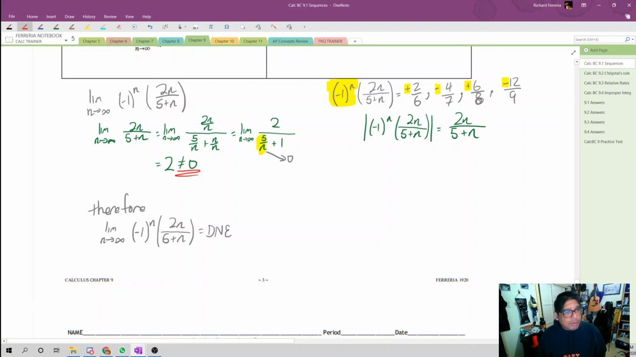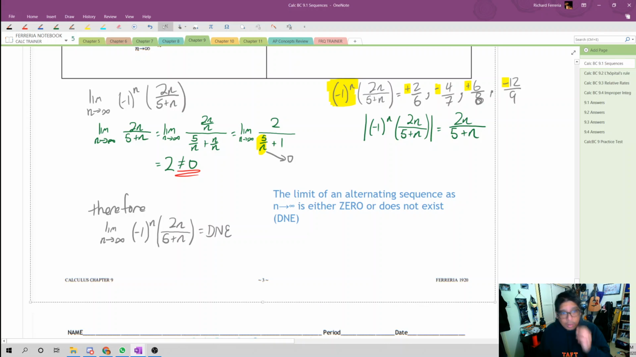If this limit over here turned out to be 0, then we would have said that the limit was also equal to 0. So for an alternating sequence, either the limit is 0 or it doesn't exist. So the limit of an alternating sequence as n approaches infinity is either 0 or it does not exist. Those are the only two options.